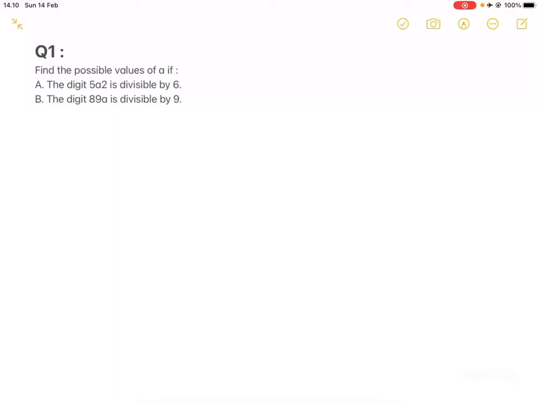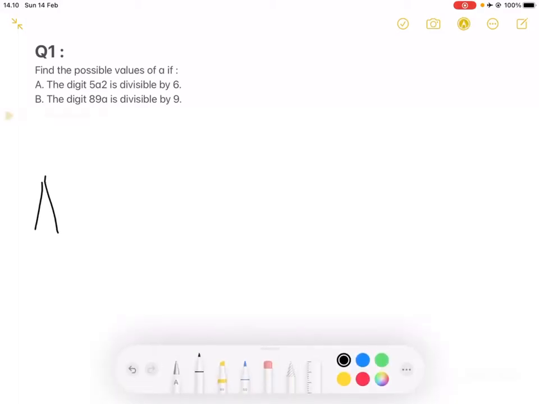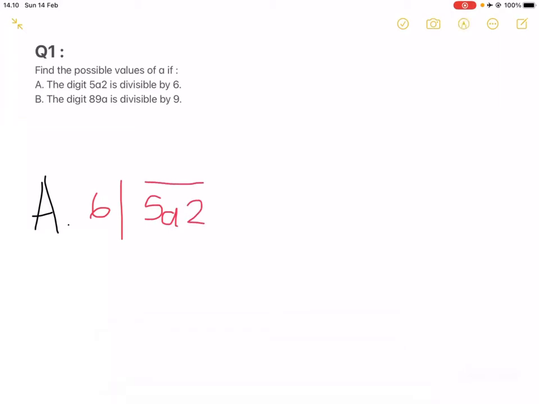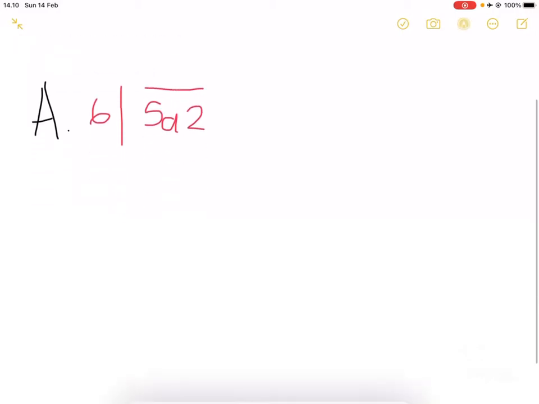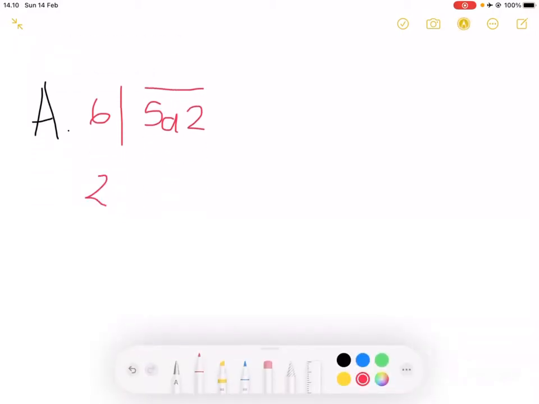So anyways, for question 1, find the possible values of a. First case, part A: if the number 5a2 is divisible by 6, or we can just say that 6 divides 5a2. For a number to be divisible by 6, it must be divisible by 2 and 3. So we're going to look at both of those cases.